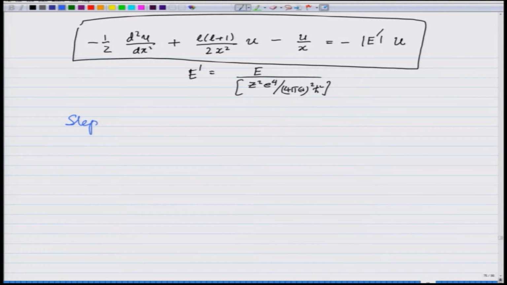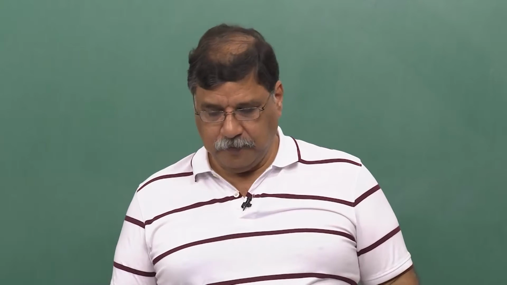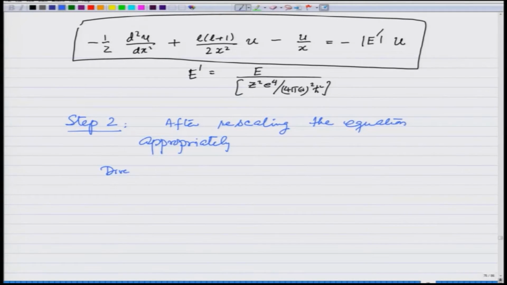Step 2: after rescaling the equation appropriately. I gave you the example of rescaling the hydrogen atom equation. There could be some other equations where you have to rescale slightly differently. So, whatever rescaling you do appropriately, now divide the range from r equal to 0 to some r equals R, where R is sufficiently large.